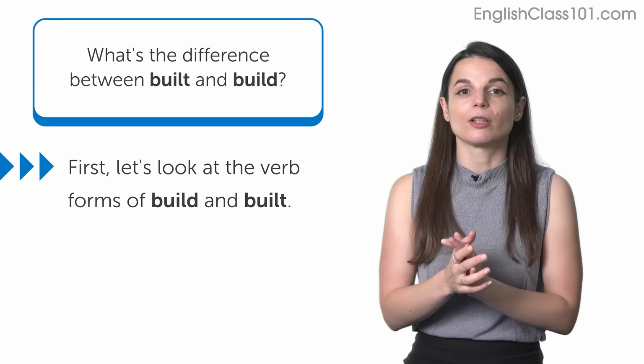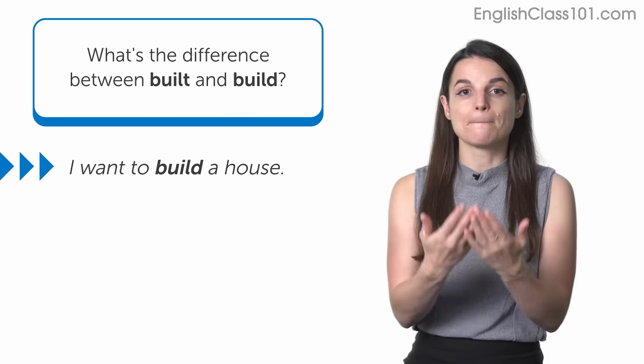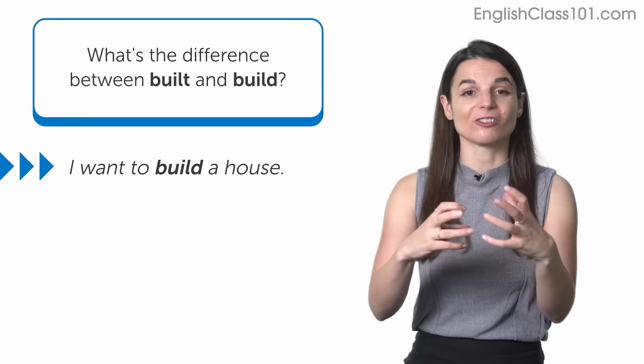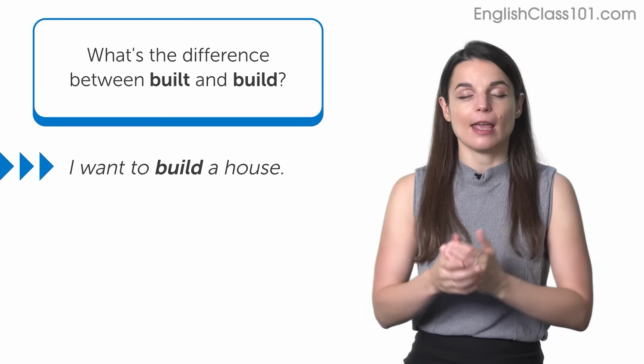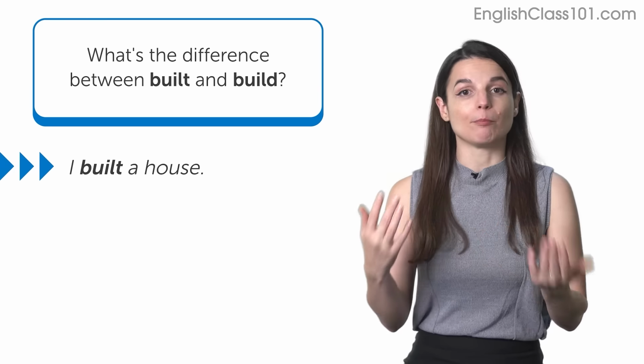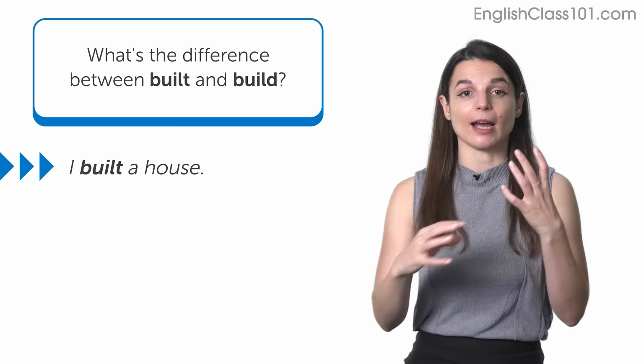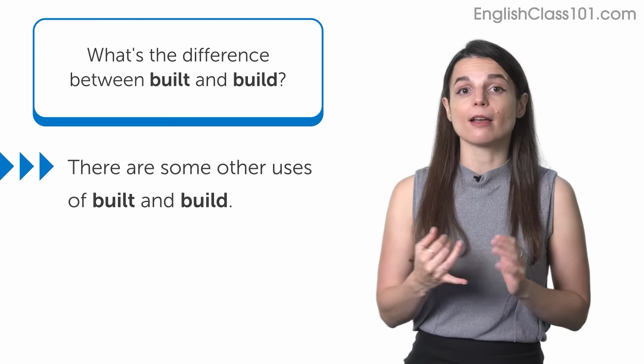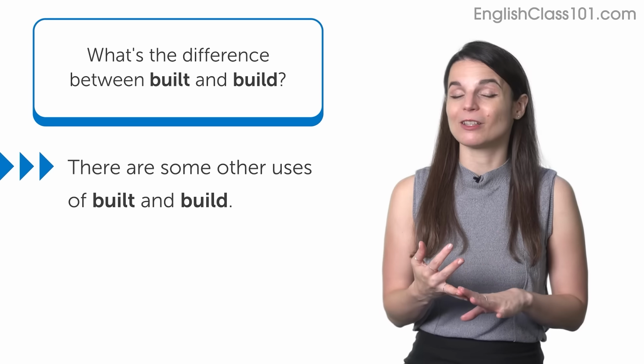So I just used a couple of example sentences. I want to build a house. So build means to create something, right? Like in terms of construction, in this case, to build a house. In past tense, we would say, I built a house. So that means I created a house. I constructed a house. But there are some other uses of built and build that we can talk about.